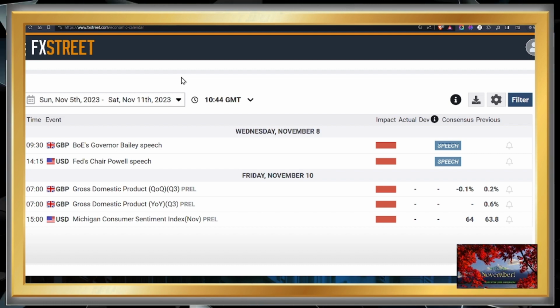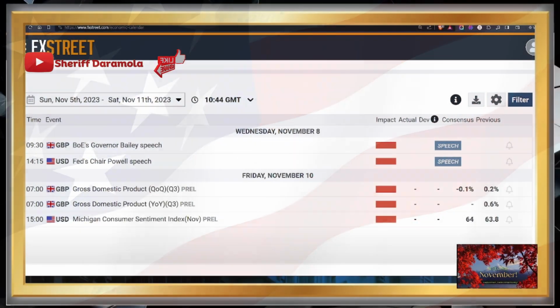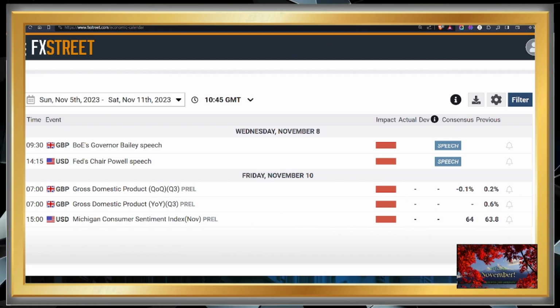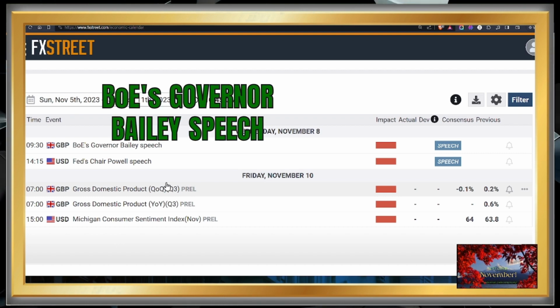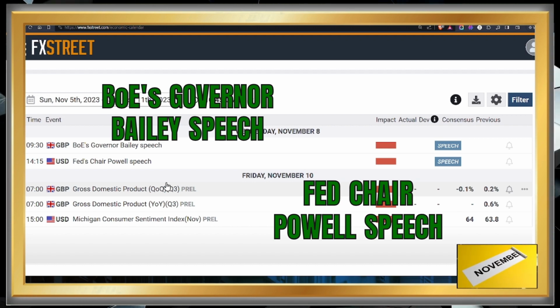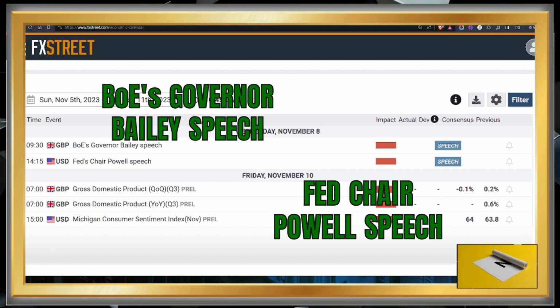So on the economic calendar for this week, we have a handful of high impact events from both the United States and the United Kingdom economic docket. Now, the first one here is coming in on the 8th of November, which is Wednesday. And in fact, we are going to be listening to the Bank of England speech and the Federal Reserve Chairman's speech too as well. And of course, we know how important these speeches are as they provide insight into the central bank's outlook on the economy, potential policy shifts, and interest rate changes, thereby impacting trading decisions and market sentiment.